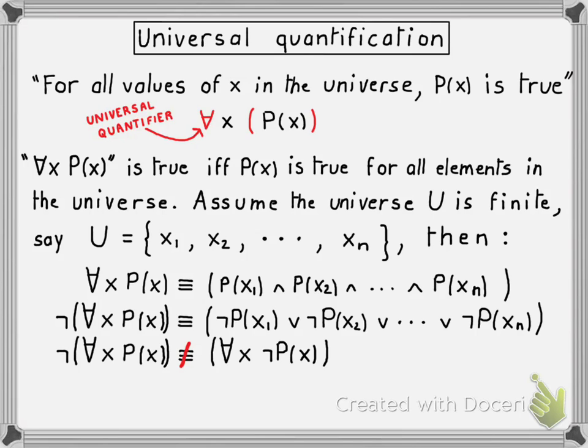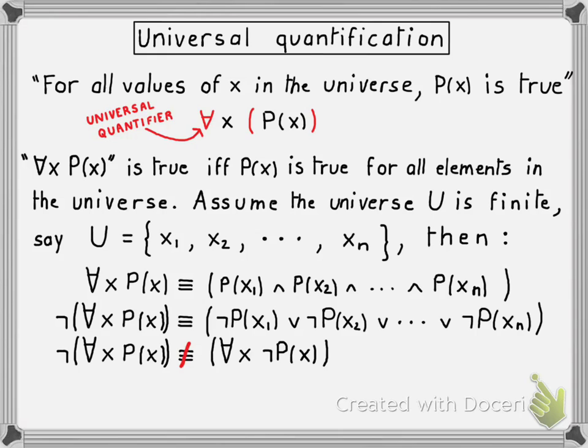Now, what is the truth value of this proposition in this particular scenario? Well, what this proposition says is, for every element in the universe, it is not true that that number is prime. In other words, every element in the universe is not prime, is what this says. Well, that's not true because, for example, x2 equals 11 is prime. So in that case, this proposition is false, but this one is true, so they're clearly not logically equivalent.